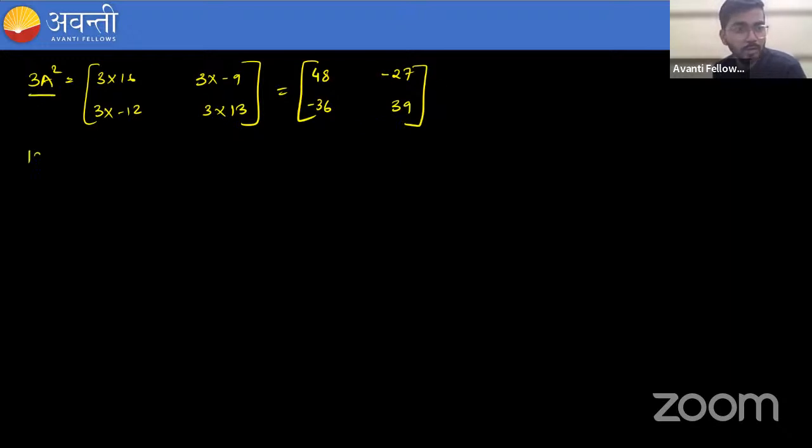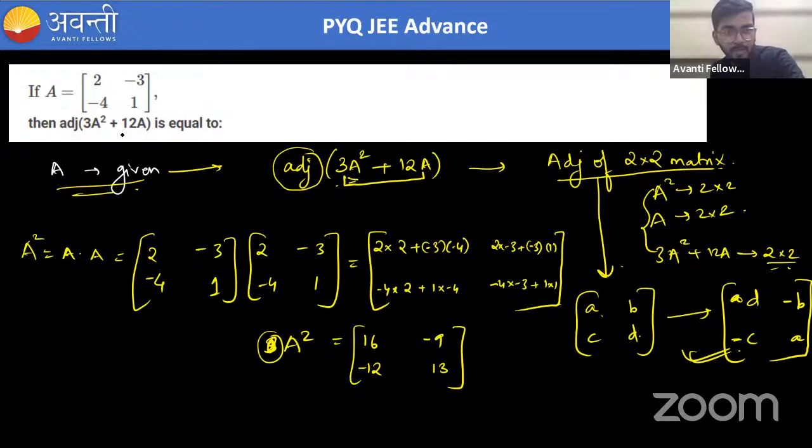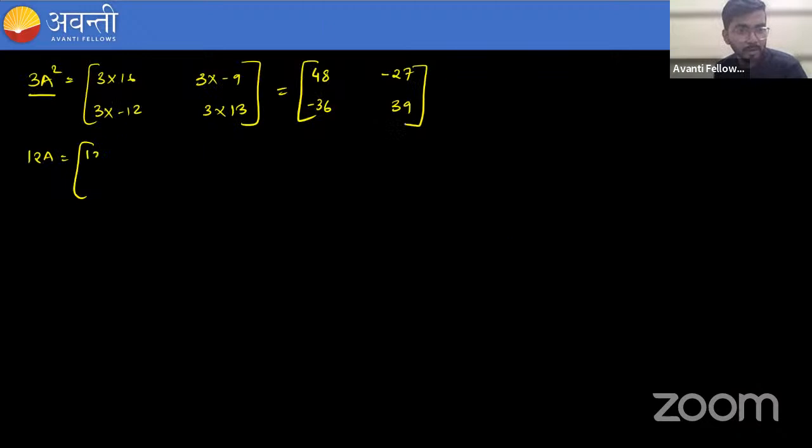Now we will find out 12A. 12A means we multiply 12 to all the elements of matrix A. So 2, minus 3, minus 4 and 1 are the elements of the matrix. So 12 into 2, 12 into minus 3, 12 into minus 4 and 12 into 1. This will come out to be 24, minus 36, minus 48 and 12.